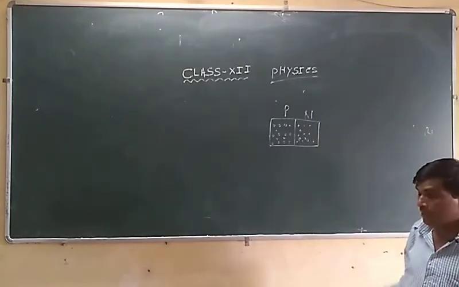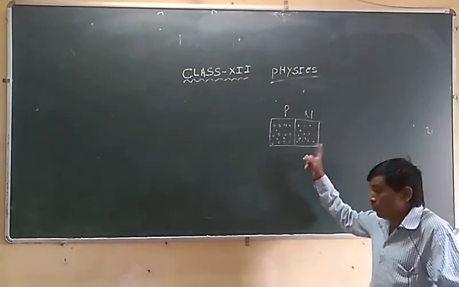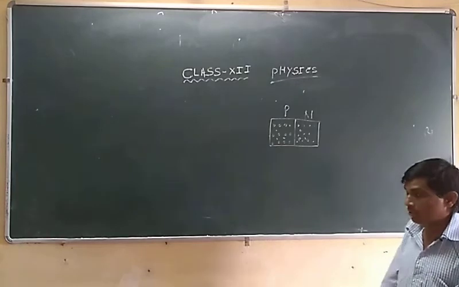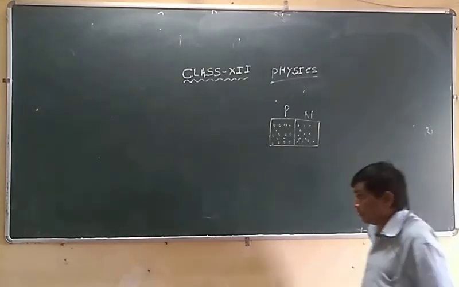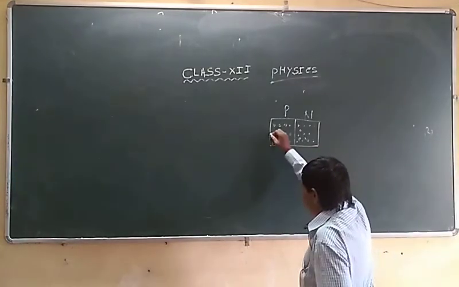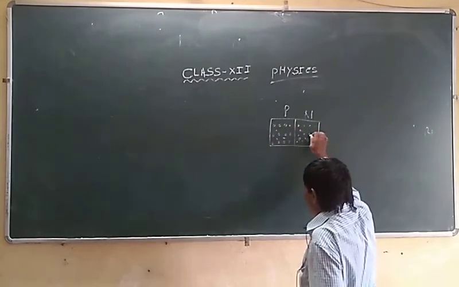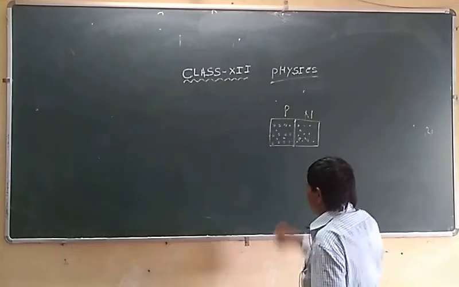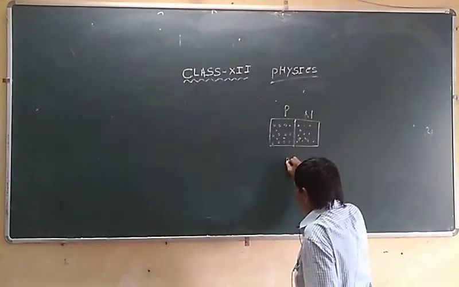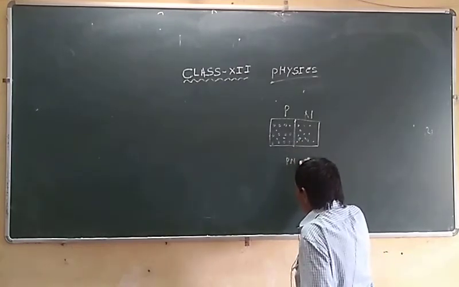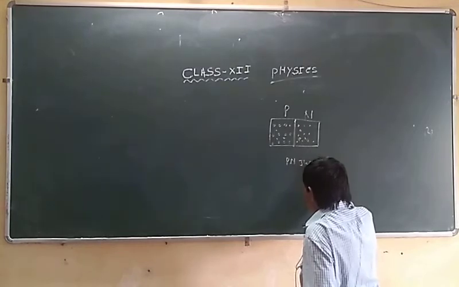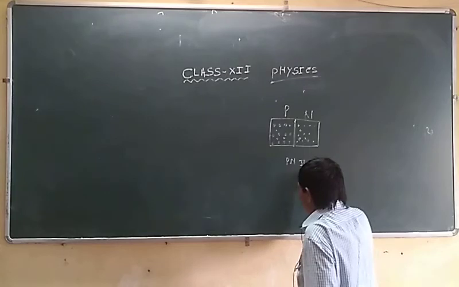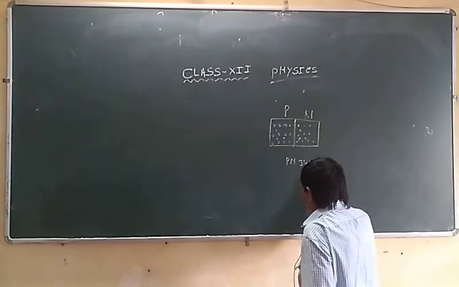When P-type and N-type combine, what happens at that moment? Suppose the P-type semiconductor and N-type semiconductor combine, then it creates a junction. This is known as a PN junction. It is also known as a PN junction diode, or simply a diode.